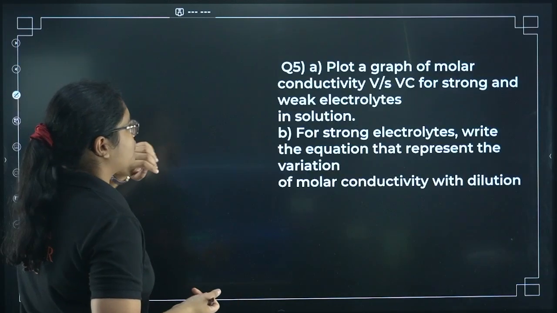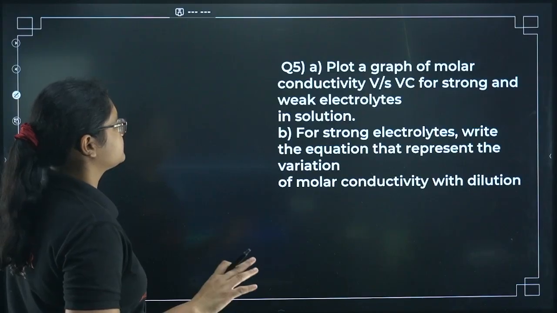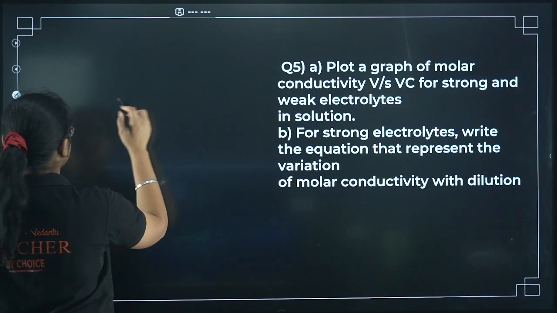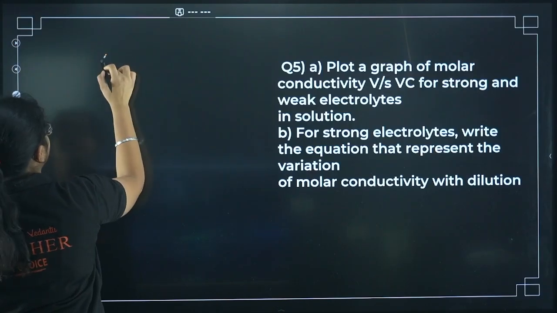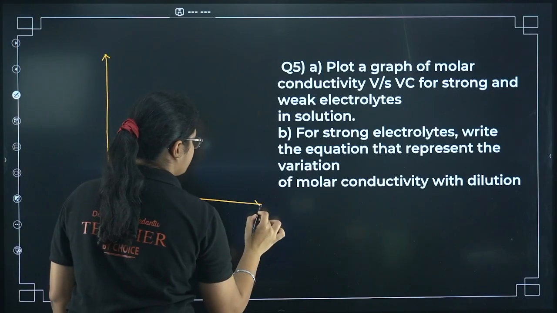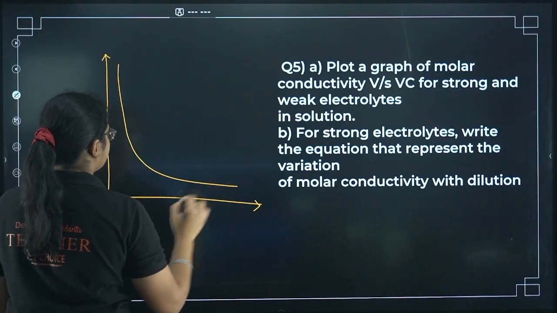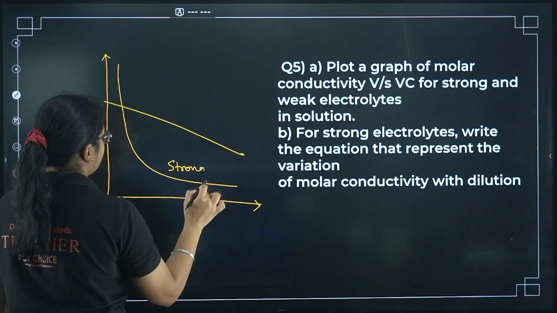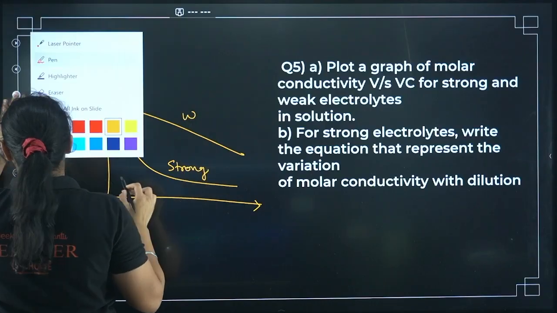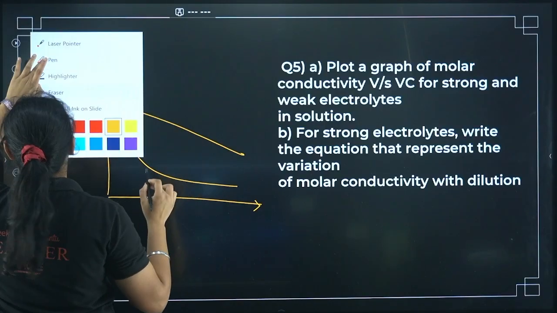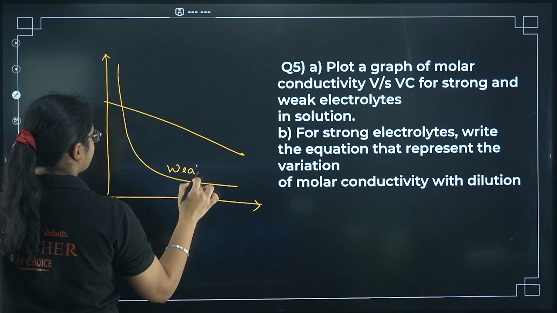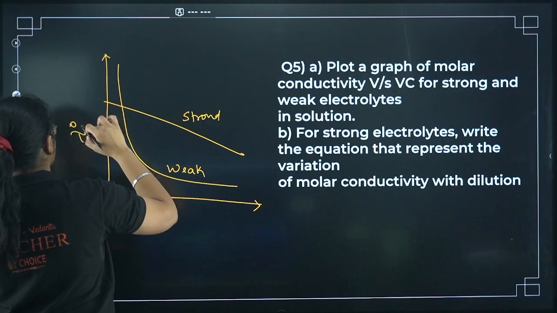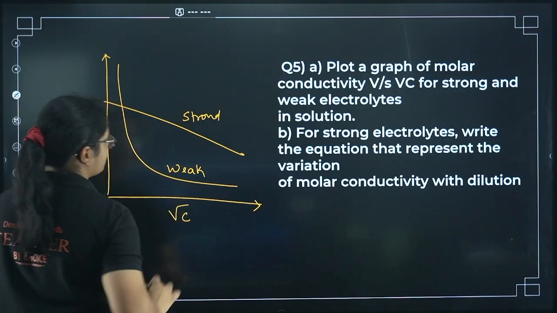Moving forward, we have to plot a graph of molar conductivity versus concentration for strong and weak electrolytes. Okay, so this is very simple. You can just draw it here for strong and weak electrolyte. This is the graph for weak electrolyte and this is the graph for strong electrolyte. On this side we have molar conductance and on this side we have root C.